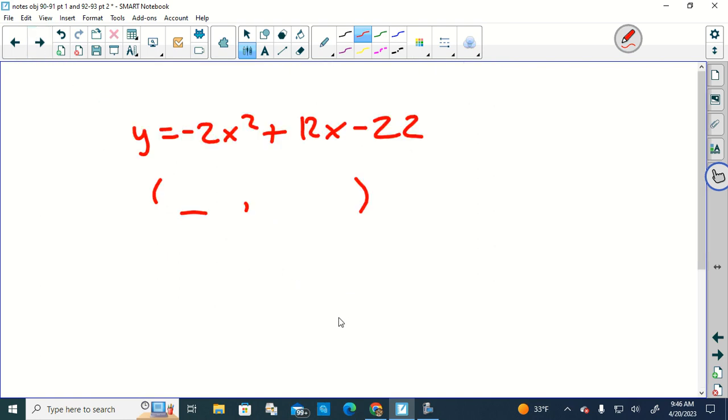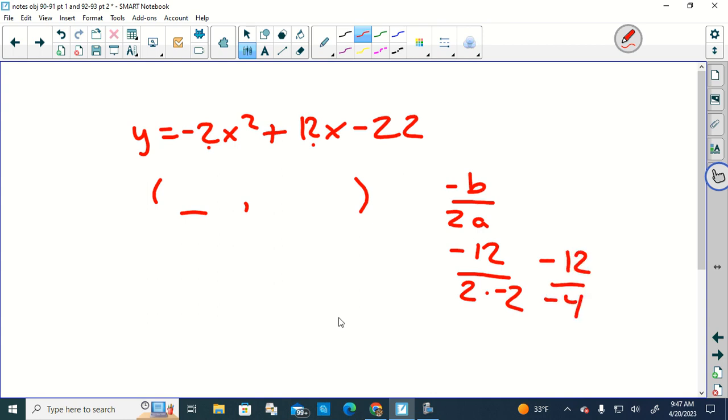If you go to this problem, my b is 12 and my a is negative 2. So it's negative b over 2a. If it's negative b, then that means it's going to be negative 12. On the bottom I have 2 times my a, and my a is negative 2, so this would be negative 12 over negative 4. If you simplify that down, that gives me 3. So my coordinate, or my x value, is 3.